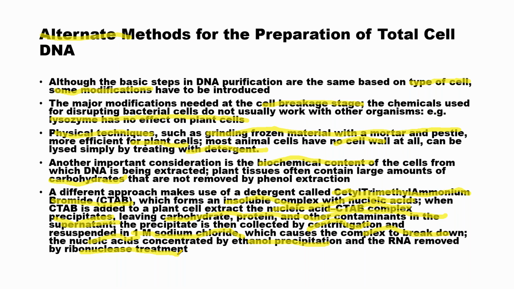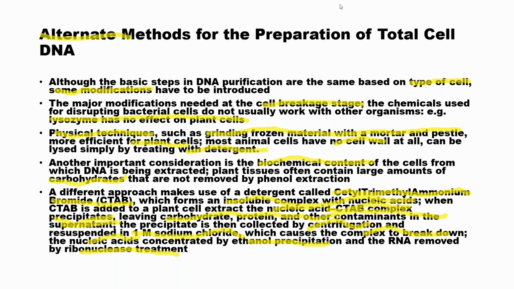Now, the precipitate, that is the CTAB nucleic acid precipitate, is collected by centrifugation and then resuspended in 1 molar sodium chloride. As a result, the CTAB nucleic acid complex will break down. Thus, the free nucleic acids are concentrated by means of ethanol precipitation and any RNA contamination is removed by ribonuclease treatment. As a result, we have the purest plant cell DNA for our future recombinant DNA experiments.